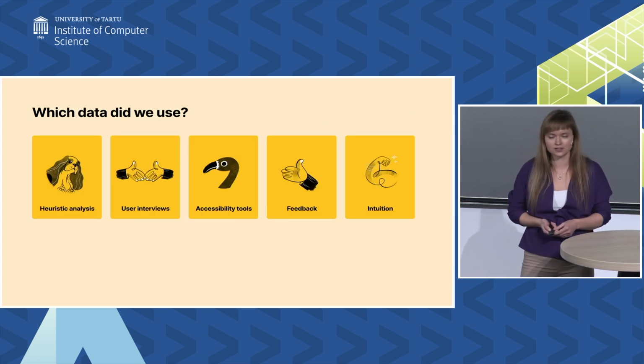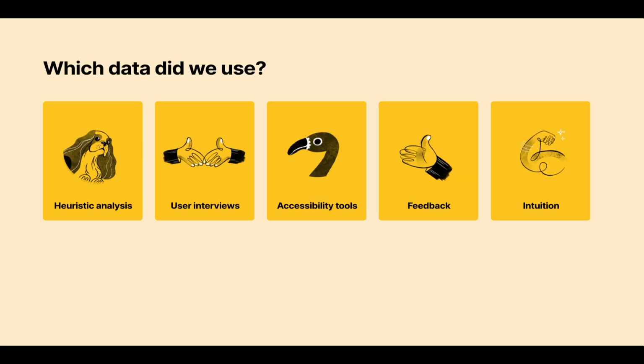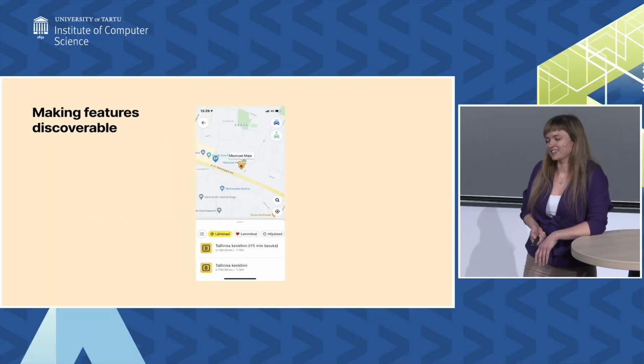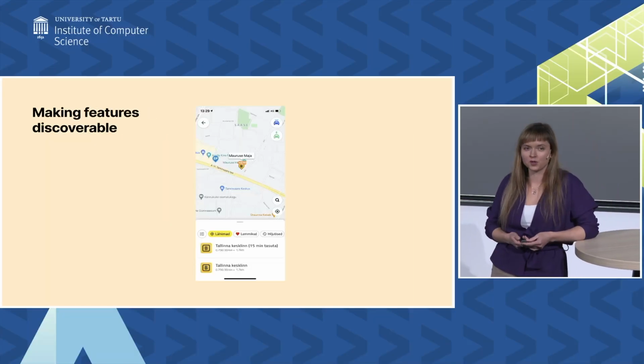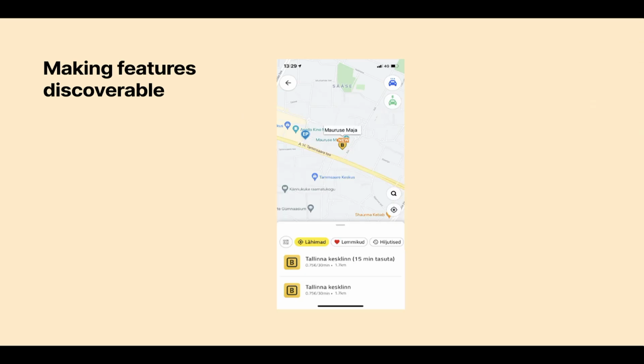So which data did we use? Well, we did a full heuristic analysis, we did user interviews, used accessibility tools, very important customer feedback that was sent to our customer support, and some good old-fashioned intuition. So now I'm going to tell you what exactly did we do to improve the app.